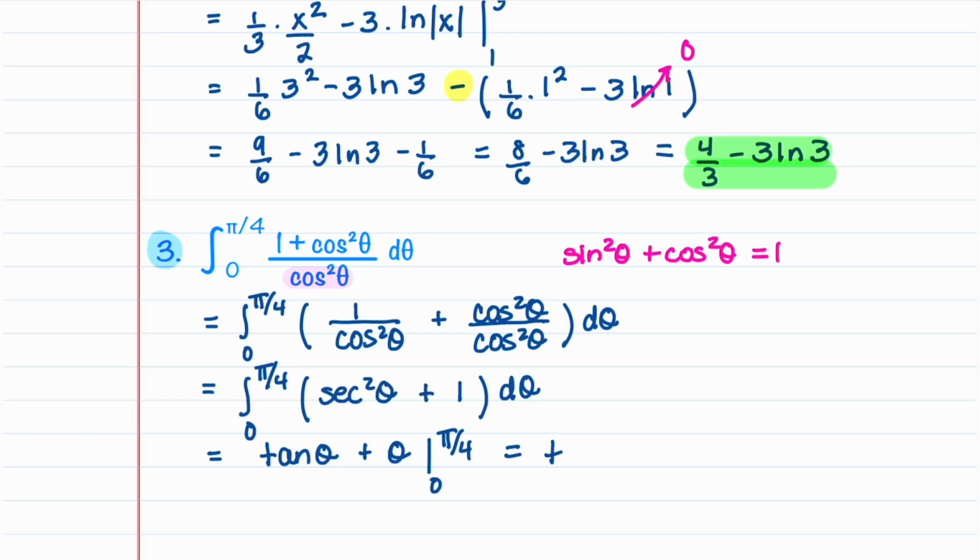This gives us tangent pi over 4 plus pi over 4 minus tangent of 0 minus 0. Tangent of 0 is equal to 0 because it's sine over cosine and sine of 0 is 0. Tangent of pi over 4 is equal to 1, and then we add pi over 4. So our final answer is 1 plus pi over 4.